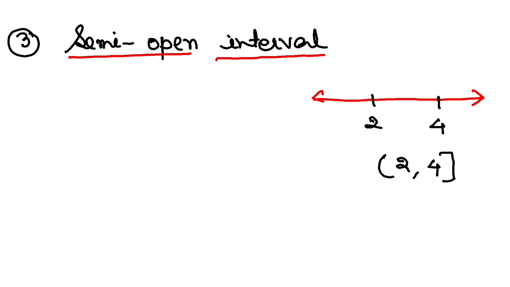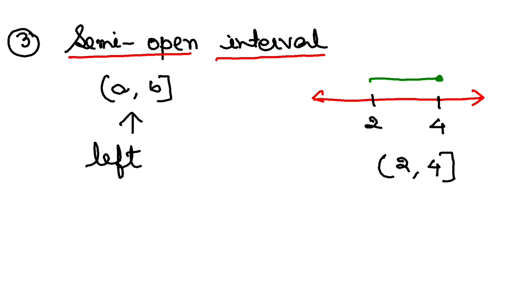This is semi-open. That means this 2 is not included, but 4 is included. I hope you are running the graph over here. 2 is not included, so there is no dot. 4 is included, so there is the dot. Now this is also called, so symbolically semi-open interval is written like this: a is not included, b is included. So left side is open, so this is also called left open interval.